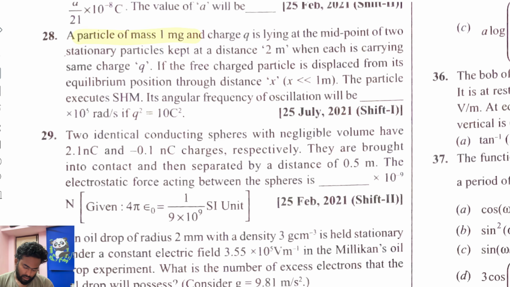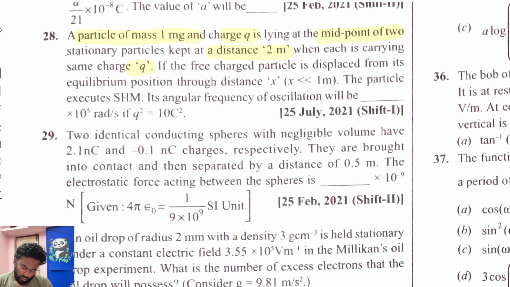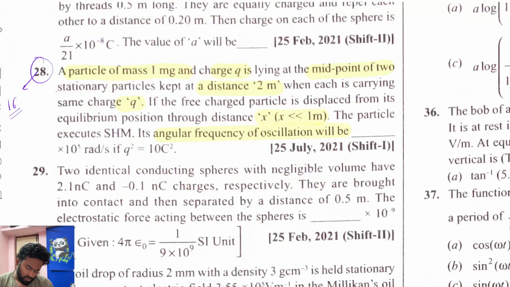Particle of mass 1 milligram, charge q, lying at the midpoint of two stationary particles at distance 2, when each is carrying the same charge q. If the free charged particle is displaced from the equilibrium position through a distance, the particle executes SHM. The angular frequency of the oscillation will be? Important point here, you have to remember that. Again, question number 16, based on the same approach, you will be able to solve this one.